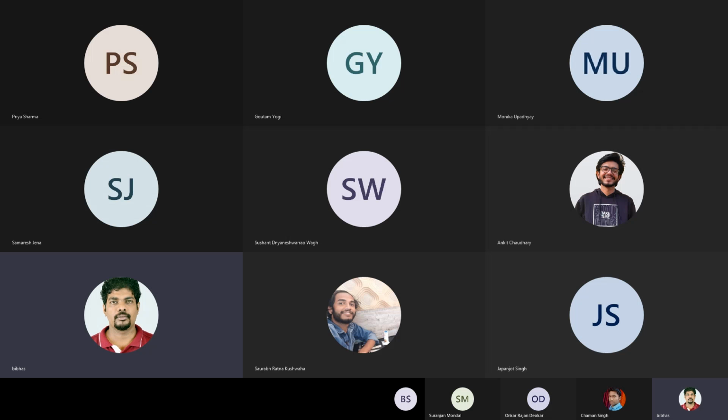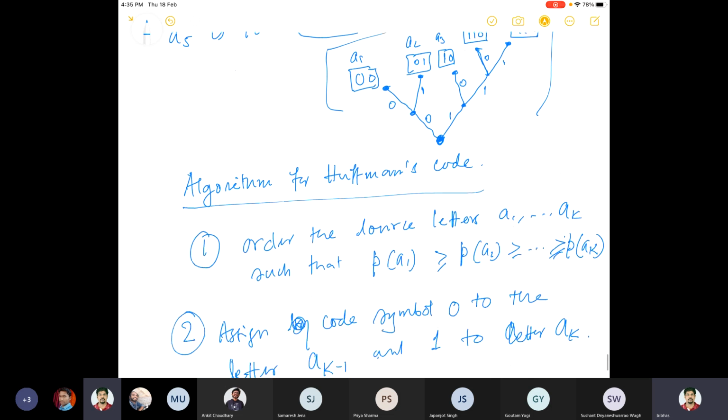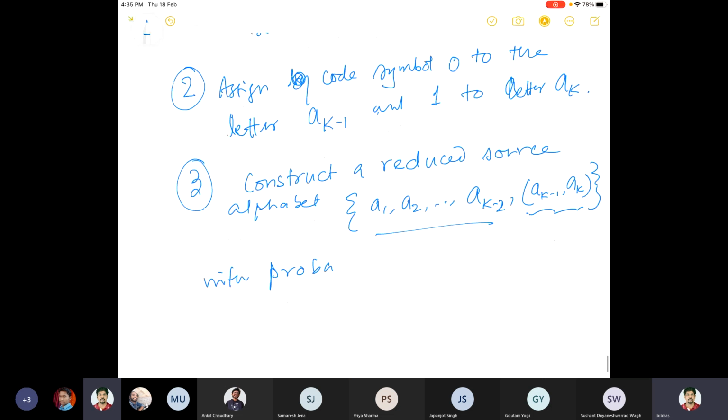When somebody asked the question, you see, when I did this step, I clubbed A1 and A2 together because I saw that these two, A1 and A2, have the least probabilities. That's why I clubbed it. So when you have reached this one, then again you have to check. Every step you have to check what the probabilities are, and you have to arrange them accordingly in that order with probabilities.